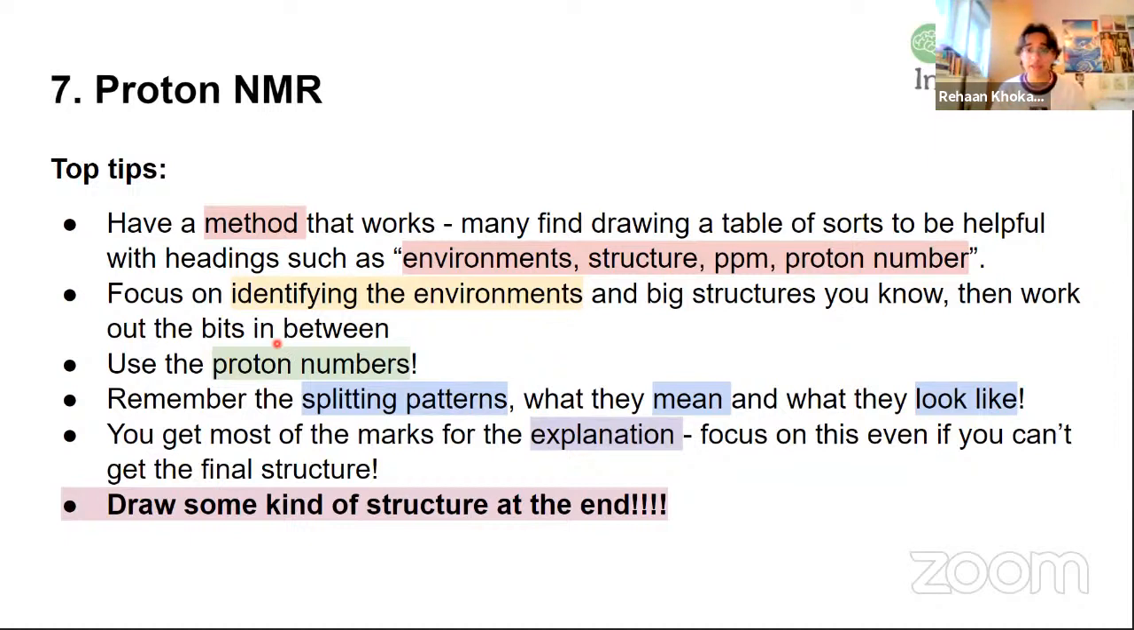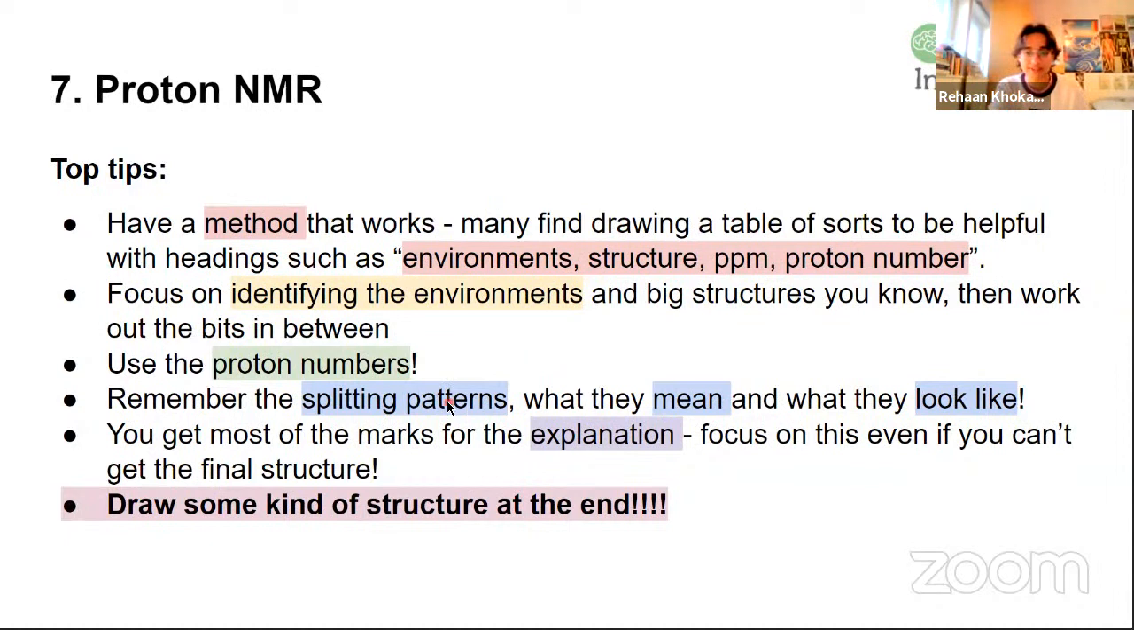So people, i.e. me, often the way we went about this was drawing a table. So you'd have a table with headings, sort of environment, structure, ppm, proton number, and then go through, label the spectra with like A, B, C, and D, and that's relevant to the environment in the table, and then add in the ppm that you see on the graph or whatever the proton number is. Focus on identifying the environments first and the big structures, and then work out the little stuff. Always use the proton numbers because they will tell you so much, and the splitting pattern is the most useful thing. And it's important to know what it means and what it looks like on the actual spectra itself.